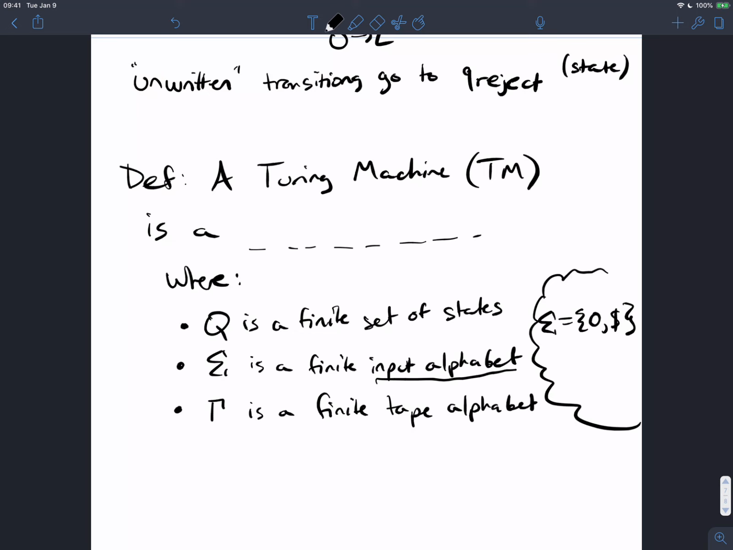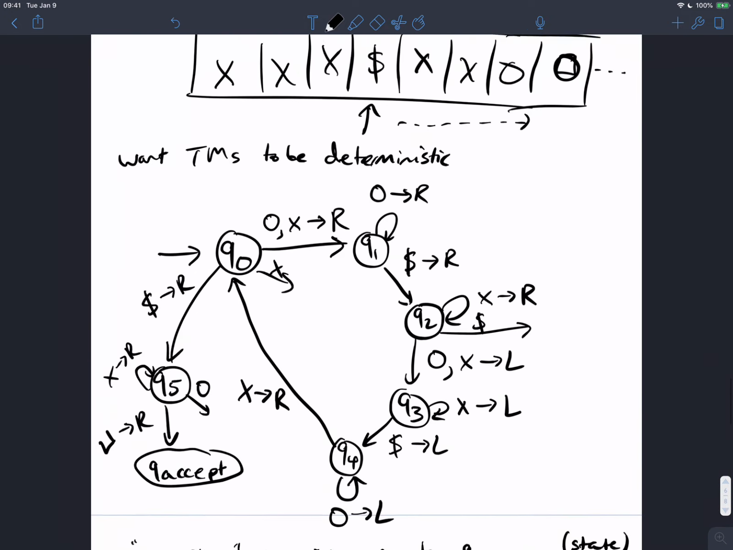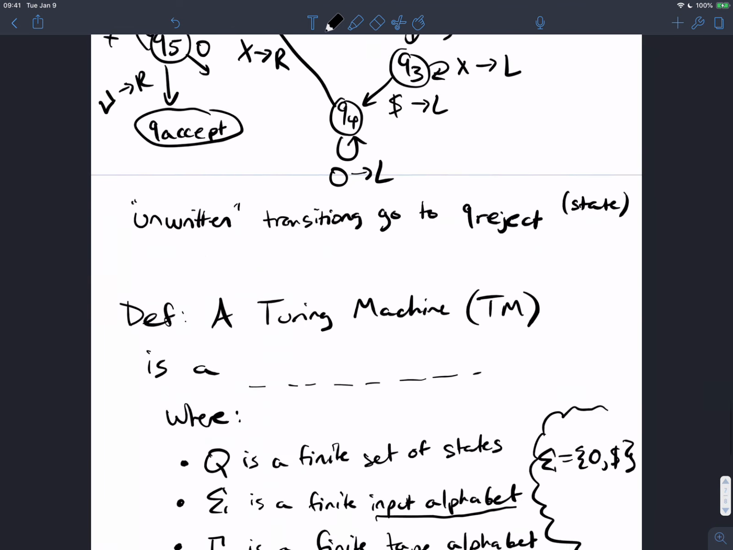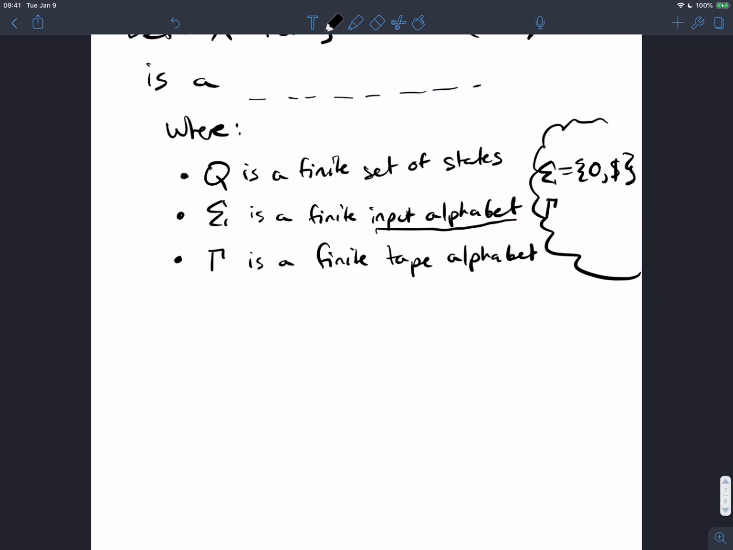Gamma is the set of all characters that can be placed on the tape anywhere. Okay? What characters can I put on the tape anywhere? Well, obviously, 0 and $, for sure, because I got to put the input on the tape. But what else can I put on the tape? X and the blank symbol, right? So we need to be able to handle that as well. So gamma in that case is 0, $, X and the blank character.